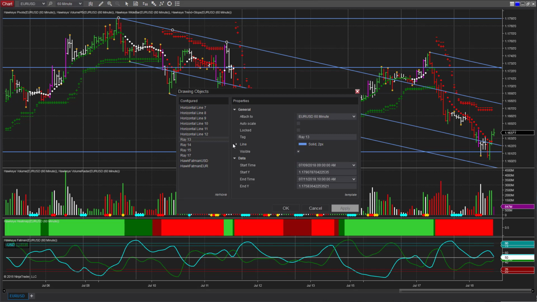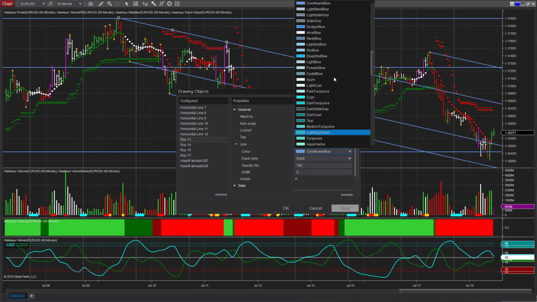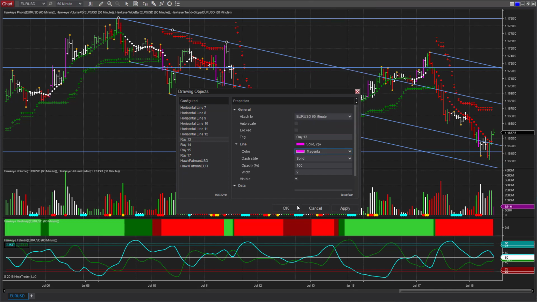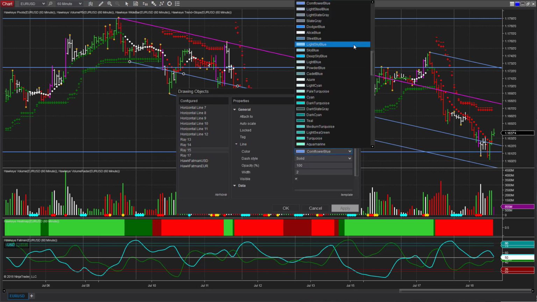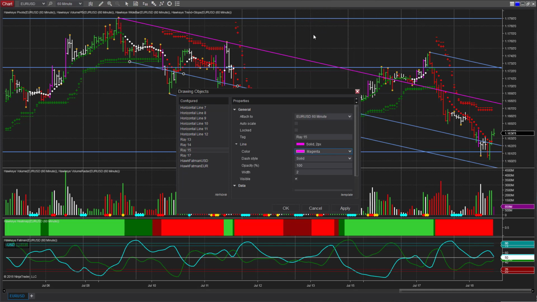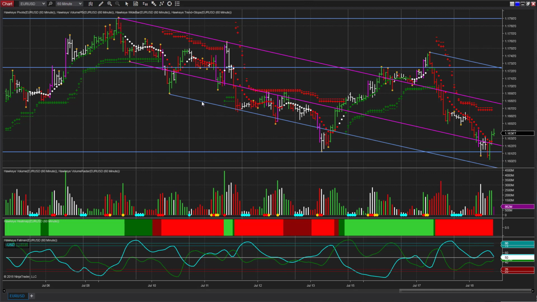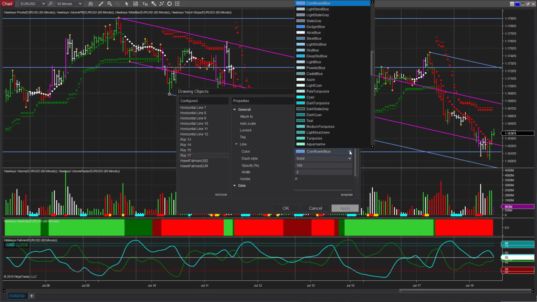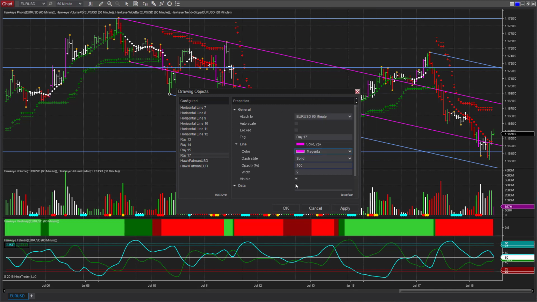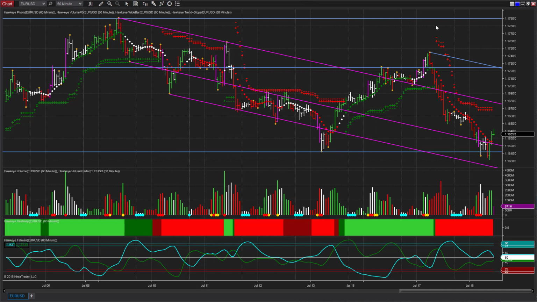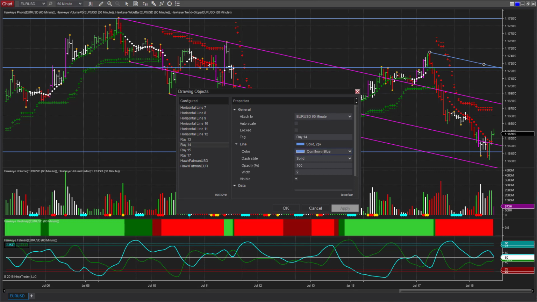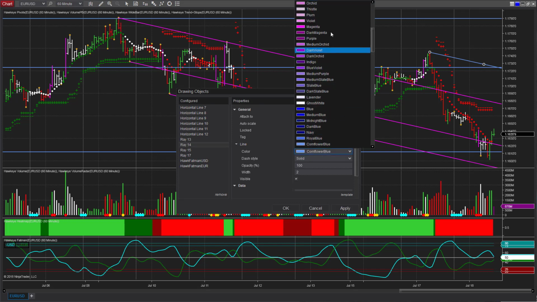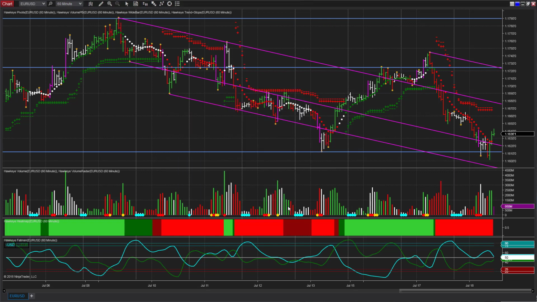And I'll put this as a different color so that it makes it a little bit easier to see. Should have done it for the first one, but there. There. So there's my down channel. One more. So until I get my zones, these are going to suffice.